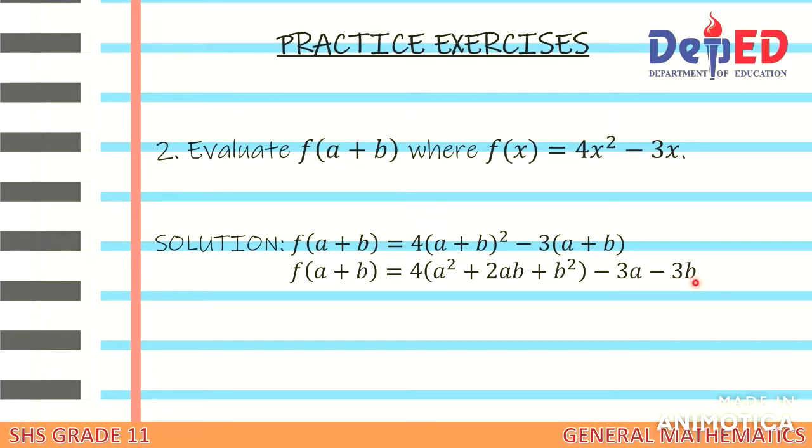I want you to write your own solutions and simplify this part. So since we have this equation, let's now distribute 4 in this trinomial. Since the coefficient of the first term is 1, we now have 4a squared. And 2 times 4, it's 8. Then copy the variable. Then 1 times 4, it's 4. Copy the variable, which is b squared. And then copy these 2 terms, negative 3a minus 3b. Do we have like terms here?